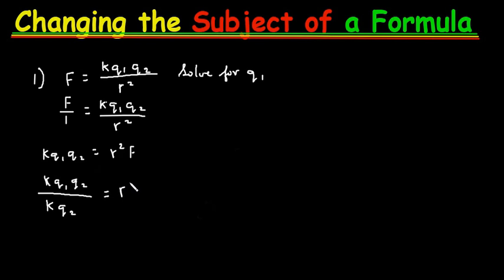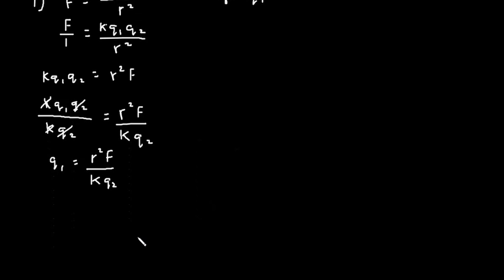So on the right side of the equation we have r squared F divided by kq2. Here q2 and q2, k and k will cancel. So the result is q1 is equal to r squared F divided by kq2. Right. So we will move on to the second question.